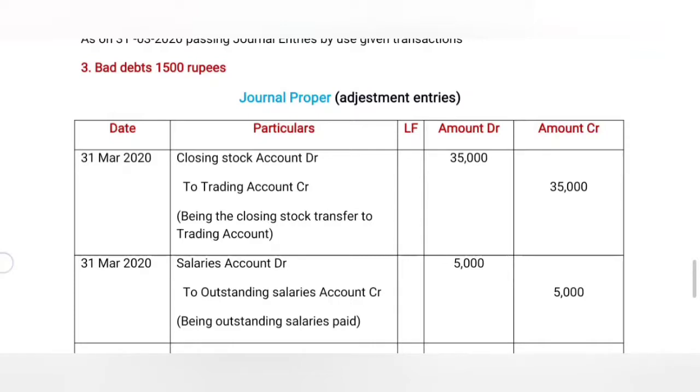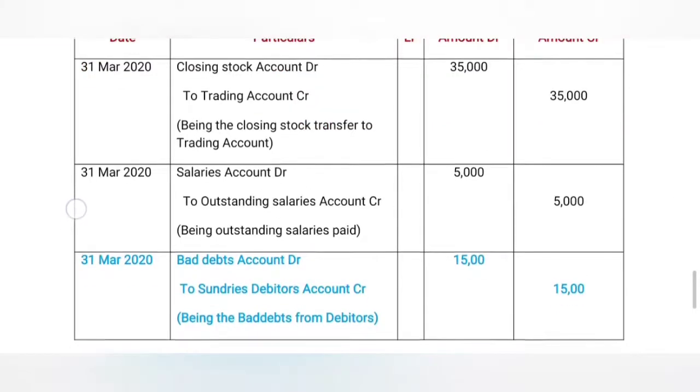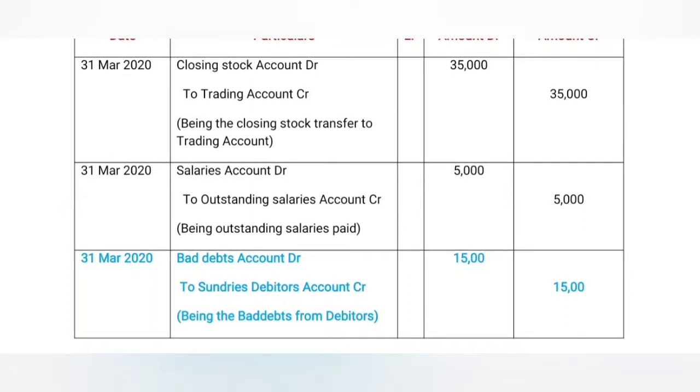That's why this amount is deducted from receivables, debtors. So that's why we are going to debit this amount as a loss or as an expenditure and credit the amount of debtors. Now we are going to prepare our passing journal entry. Coming to the date column, the date is 31st March 2020. All transactions are taken as the same date.